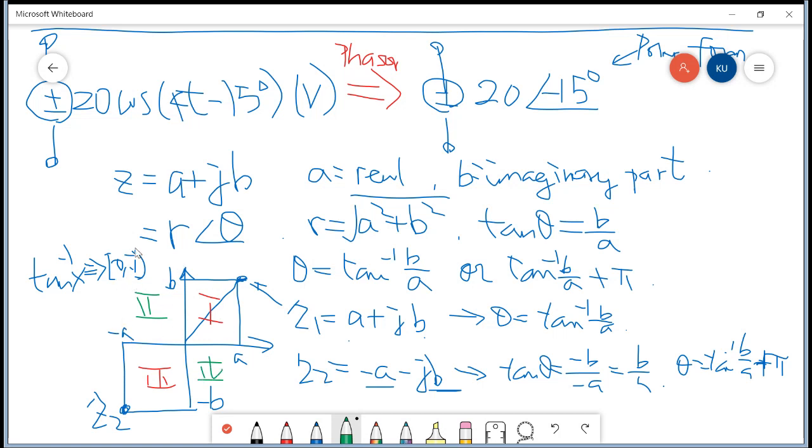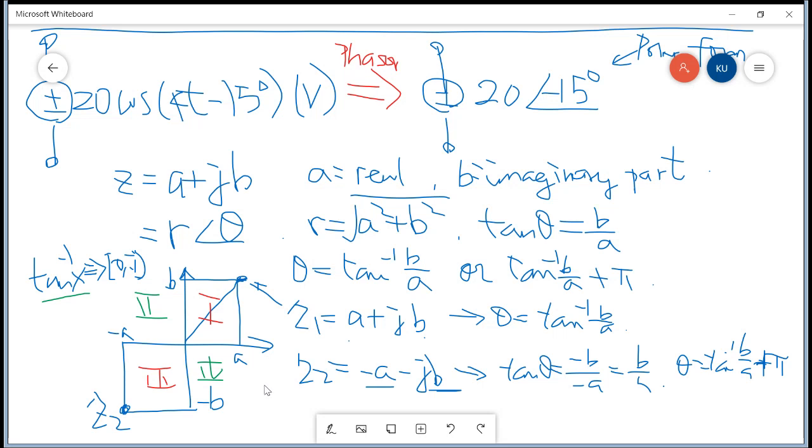But it also depends on whether the range of the arctangent gives you 0 to pi or minus pi over 2 to pi. Then you need to be careful about that.